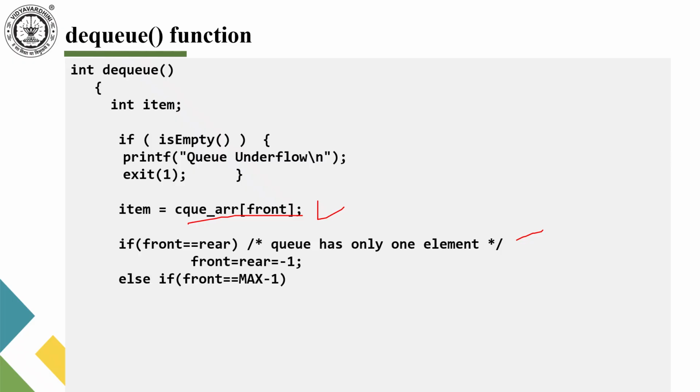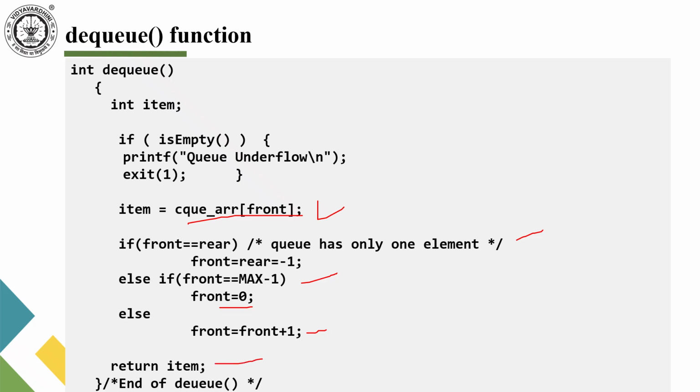Else if front is equal to max -1, that means front is pointing to the last element of the circular queue. So in that case, we have to set front equal to 0. Else it is a normal situation, front is equal to front plus 1, that means pointing to the next available data, and return item to the main program. This is the dequeue function in case of circular queue, where we consider multiple situations.